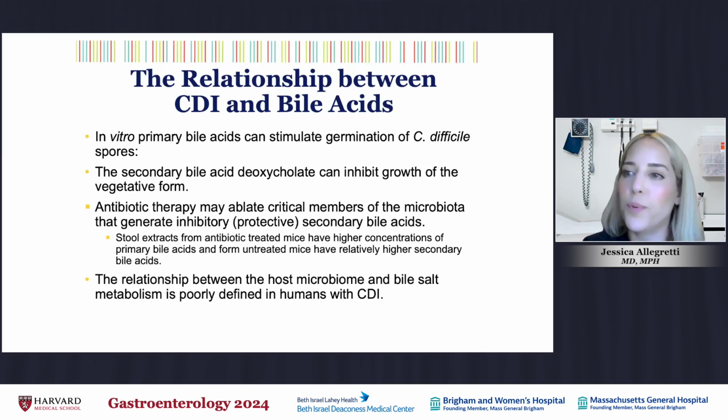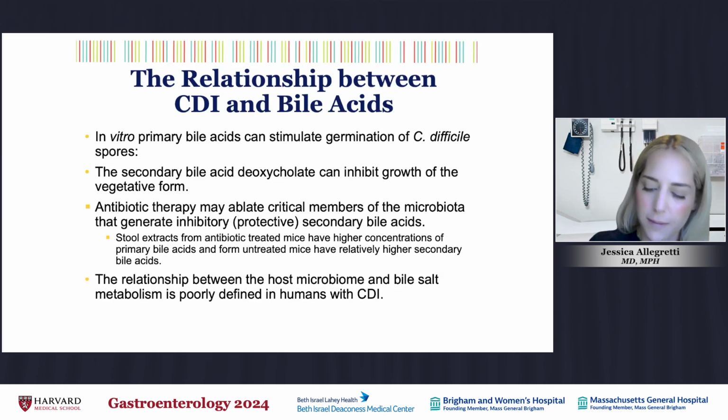We know that if you were to put a bunch of C. diff spores in a petri dish with secondary bile acids, they inhibit growth. So this is a mechanism we've developed over time to keep spores in their spore form. However, if you were to take an antibiotic, say for your tooth abscess, ablate those critical members of your microbiome that have those bile salt hydrolyzing enzymes, you now have a gut that is enriched with primary bile acids. And we know that primary bile acids stimulate germination and toxin release.